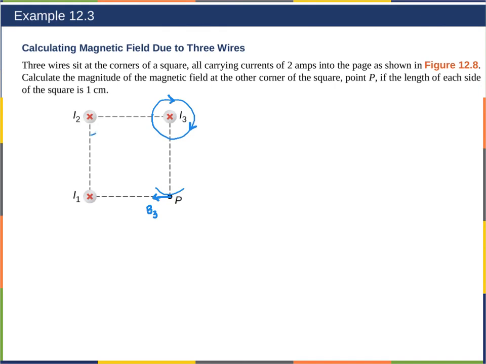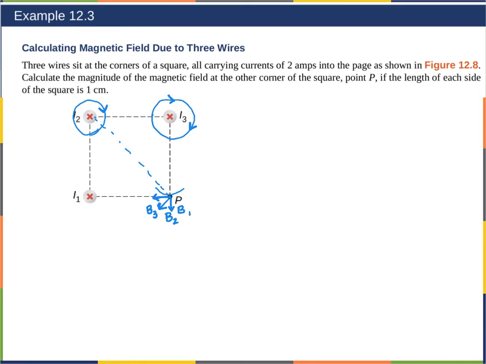Now if I do this for current 2, again I'm going to do the right hand rule, sticking my thumb in the direction of the current. My fingers are going to wrap around, and again I'm going to get clockwise. These are all going to be the same because the current's all the same. When I find the tangent, this is going to be my B2. So it's going to be at an angle because it's going to be perpendicular to this line that joins the current and point P. And finally, if you do current 1, you're going to get B1.